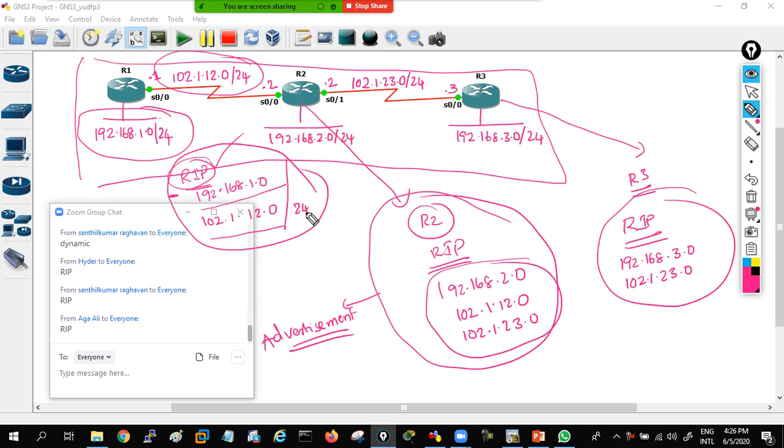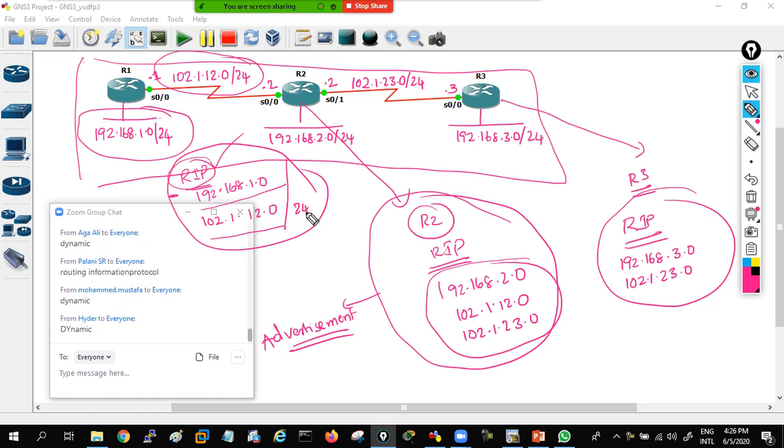What is RIP? Can you please type for me there, everybody? Routing Information Protocol, right? And again, is it a dynamic protocol or a static protocol? It's a dynamic protocol. It's a dynamic routing protocol, right?